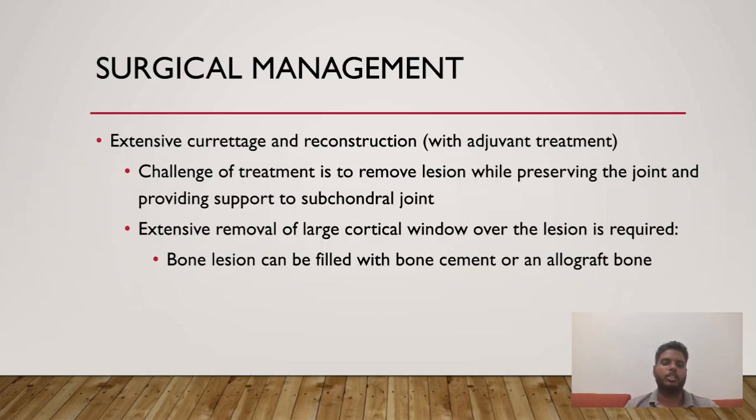Coming to surgical management, extensive curettage can be done as well as reconstruction with adjuvant treatment. The challenge of treatment is to remove the lesion, but at the same time to preserve the joint and provide support to the subchondral joint. Extensive removal of a large cortical window over the lesion is required. The bone lesion can then be filled with bone cement or an allograft bone.